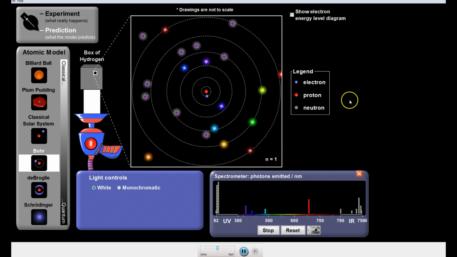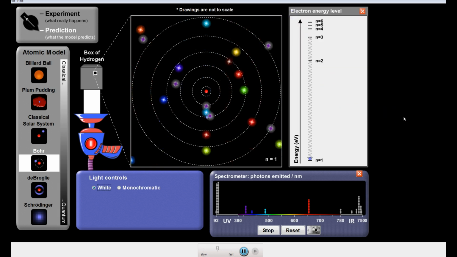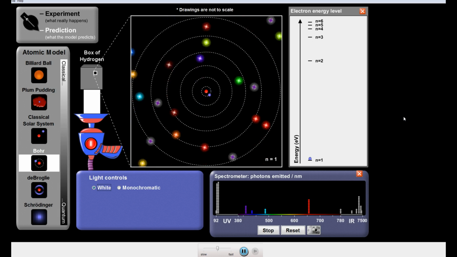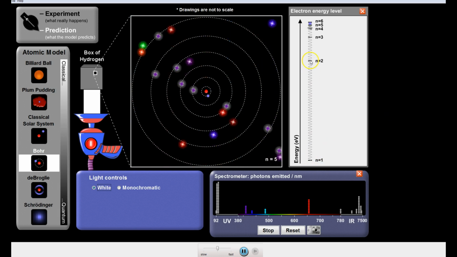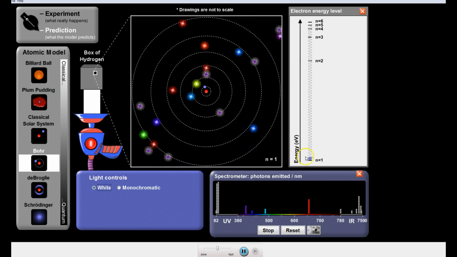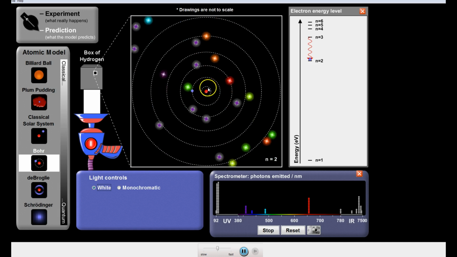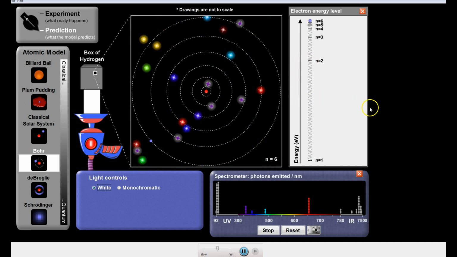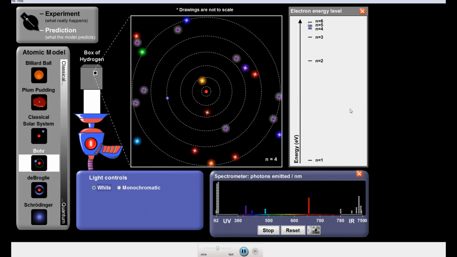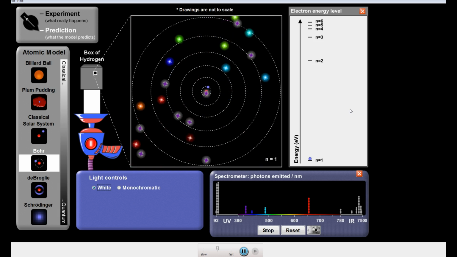Now what I'm going to do is show the electron energy level diagram. What this does is use these little lines here to represent the orbits over here. So n equals 1 here is the same as this orbit here, and n equals 2 here is the same as this orbit here.